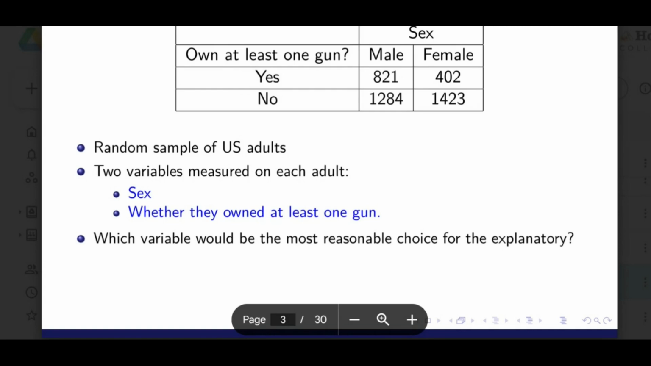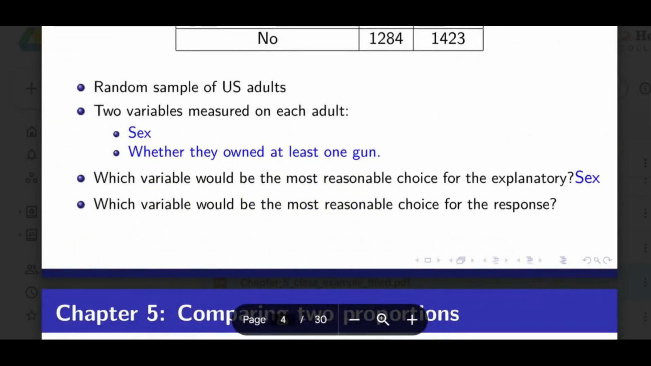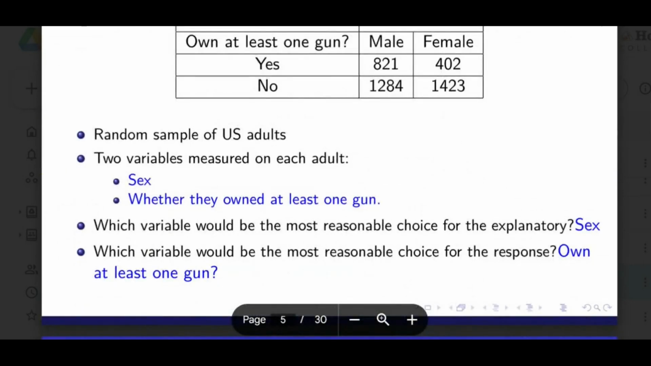Can you group them by gun ownership and then predict sex? You can, but I think it's more natural to just group people by sex and then ask whether you own a gun or not. Good. So the most reasonable choice for the explanatory variable is sex, and therefore the response has to be the second one. Okay, so I'll tell you why this data set intrigues me. It does because you must understand.